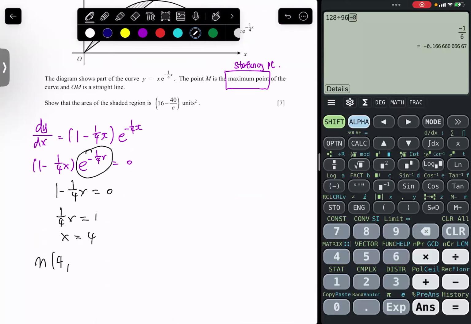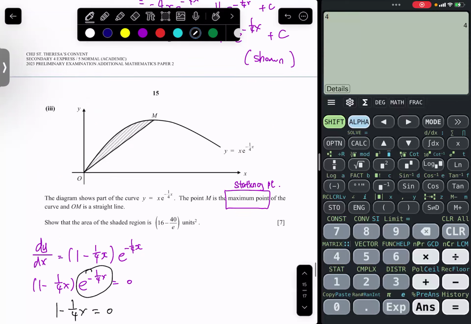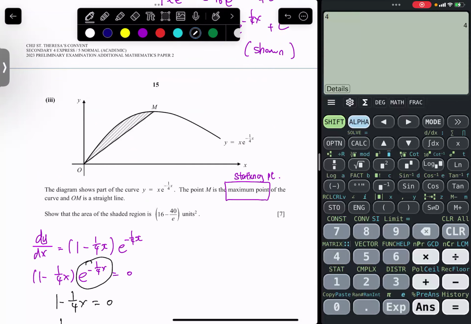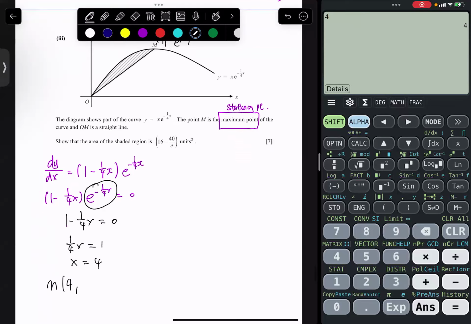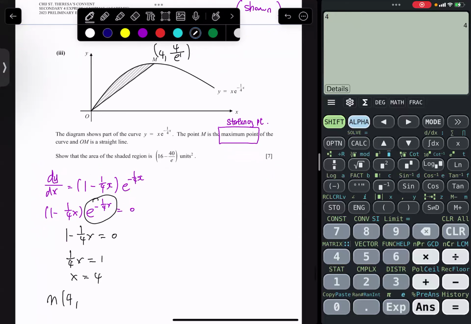And y would be 4e^(-1), which is 4 over e. Then the equation of the line will be, so this point will be equal to 4.